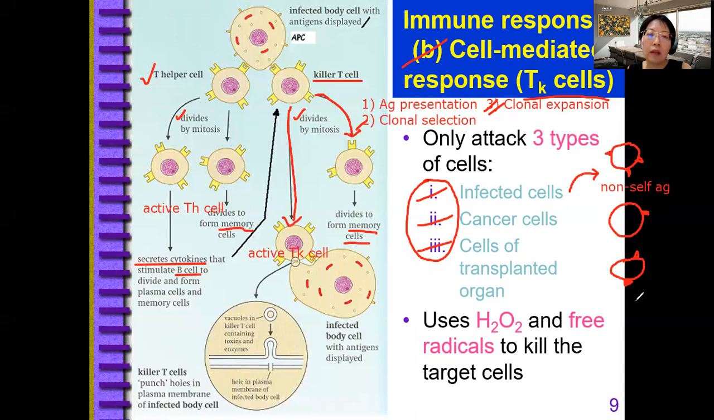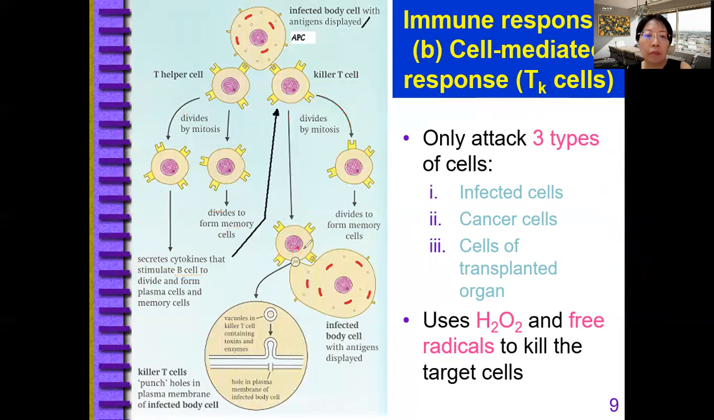So how does the active T killer cell remove the 3 types of abnormal cells in the body? Step number 1: it must first move towards and bind to our abnormal cell, which has presented that non-self antigen.